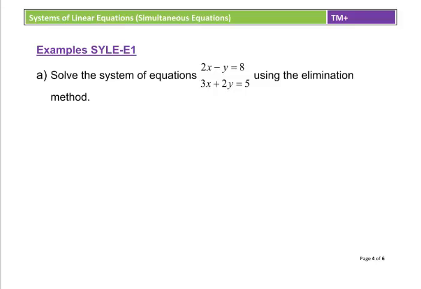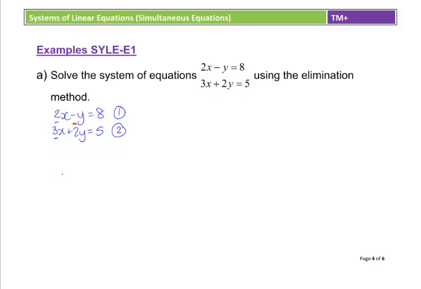So let's look at an example. Here we have: solve the system of equations 2x minus y equals 8, 3x plus 2y equals 5 using the elimination method. So I write out my equations and number them 1 and 2. Now it said that I needed the coefficients of one of the variables to be the same. In my first equation the coefficient of x is 2, and in my second equation it's 3, so they're not the same. I could make them both 6, and that would involve multiplying equation 1 by 3 and equation 2 by 2. Okay, but let's look at our y's.